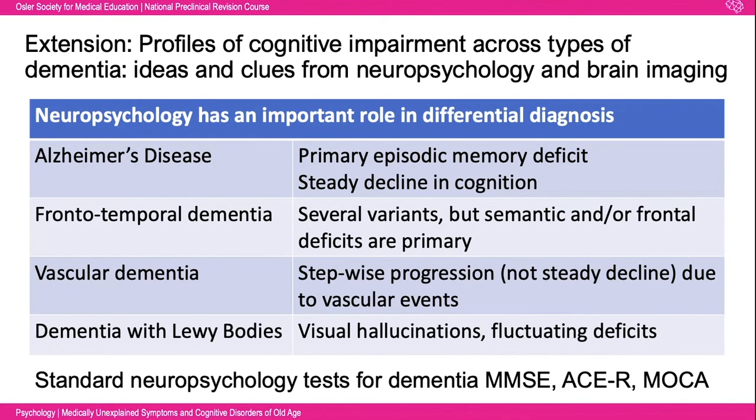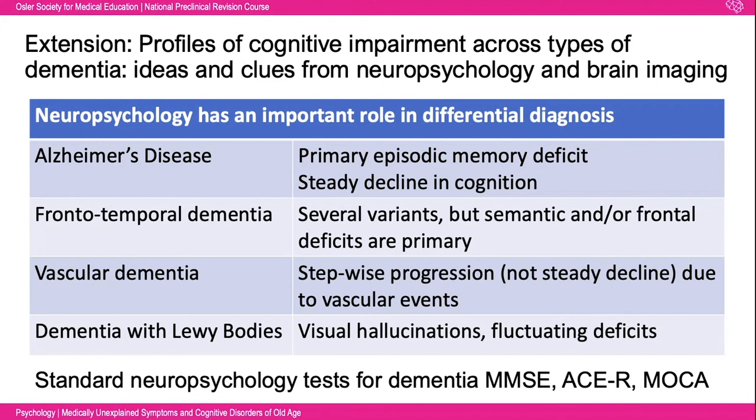Neuropsychology is important in differentiating between the subtypes of dementia. So in Alzheimer's disease, there's a primary episodic memory deficit, which means a difficulty in encoding new information. You see a steady decline in cognition. In frontotemporal dementia, there are several variants, but the semantic and/or the frontal deficits are primary.